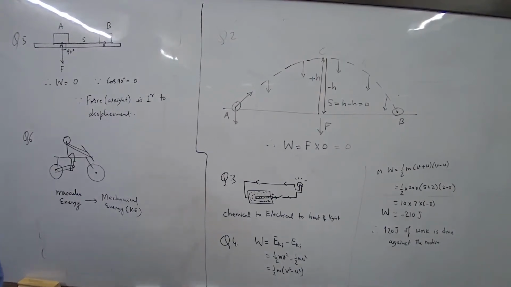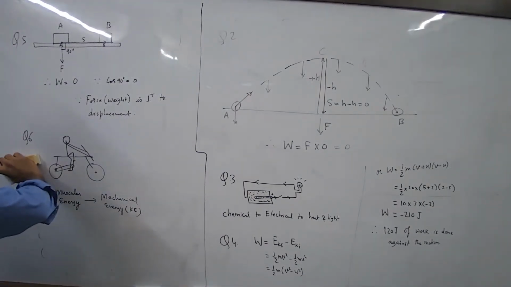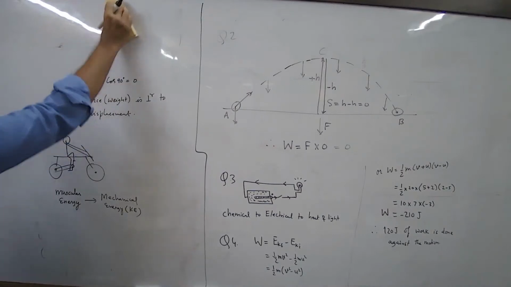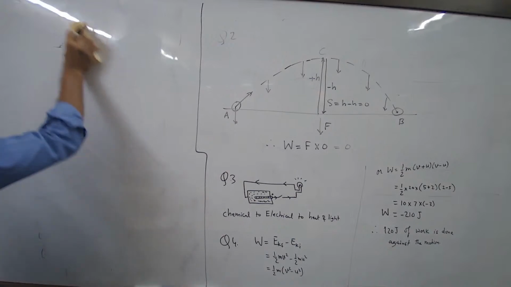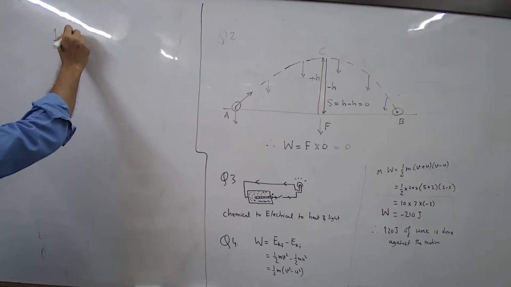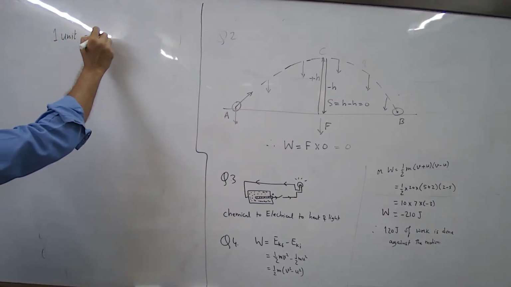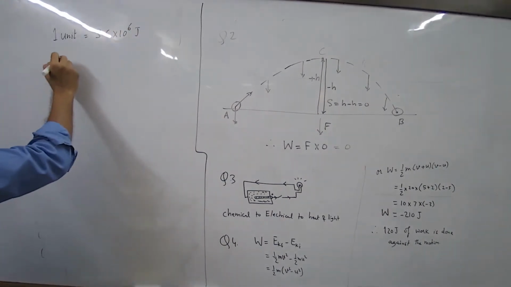Next. A certain household has consumed 250 units of energy during a month. How much energy is this in joules? So how do we do it? 250 units in joules is how much? So how much is 1 unit in joules? 1 unit is a kilowatt hour. 1 unit is 3.6 into 10 raised to 6 joules. I told you. Therefore 250 units will be?